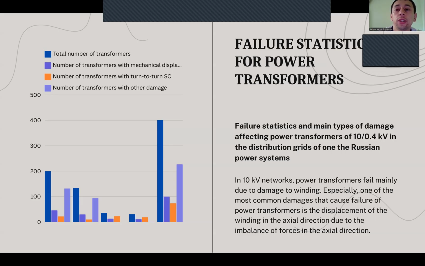This slide shows failure statistics and many types of damage affecting power transformers of 10/0.4 kV in the distribution grids of one of the Russian power systems. 25% of all transformer failures were due to mechanical displacement of winding, and 18% of transformer failures result from torn short circuits.